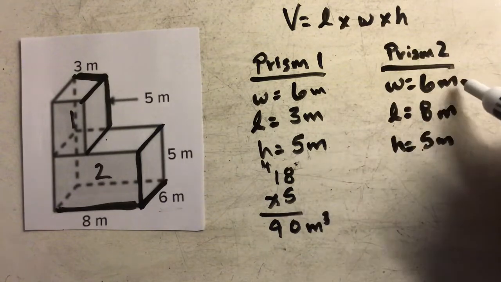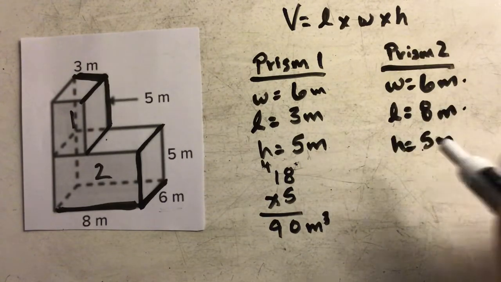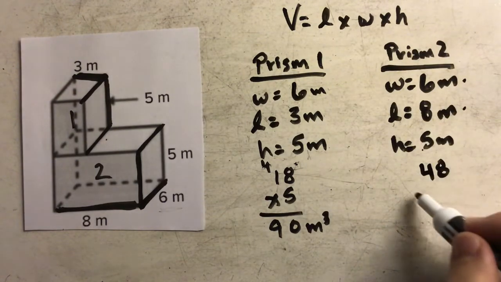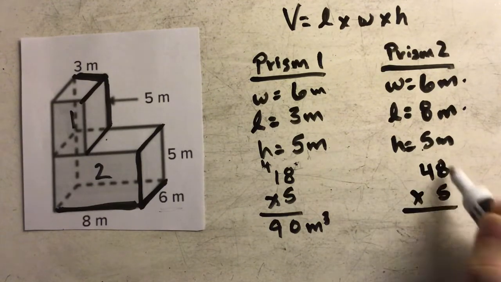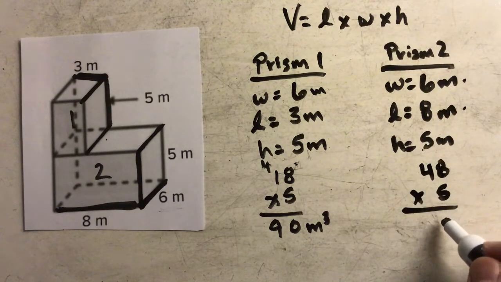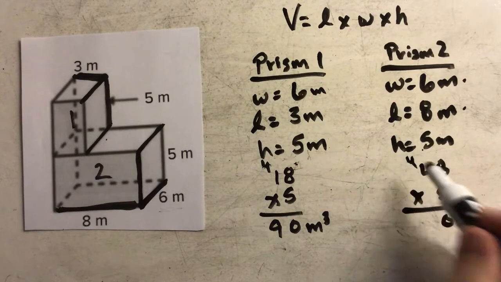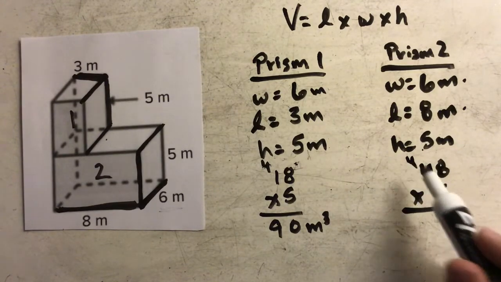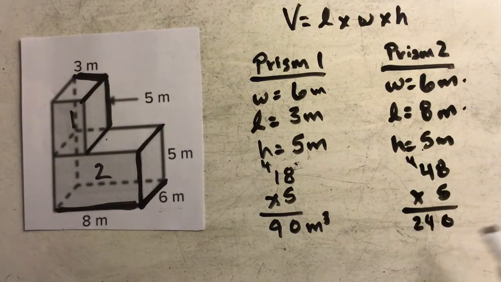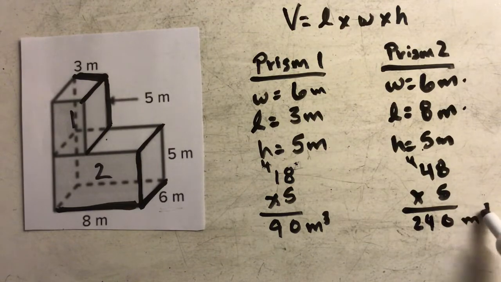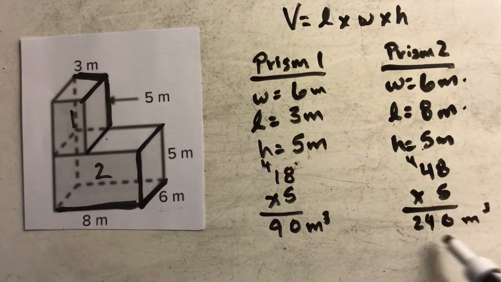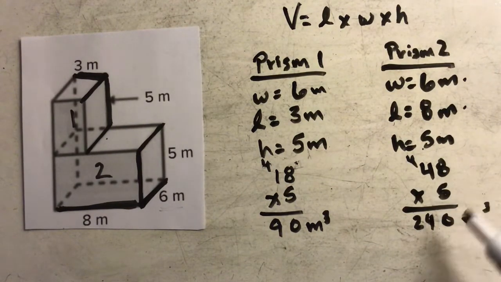For prism 2, we're going to do the same thing. We're going to multiply. 6 times 8 is 48, and then times 5. 5 times 8 is 40. 5 times 4 is 20, plus 4 is 24. So we would say that the volume for prism 2 is 240 meters cubed.